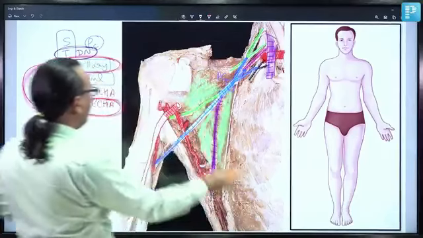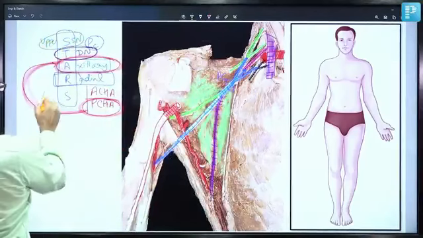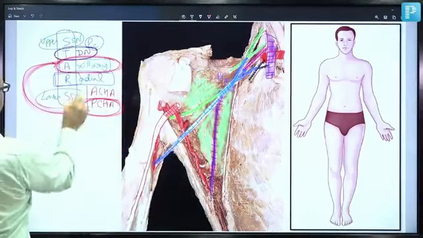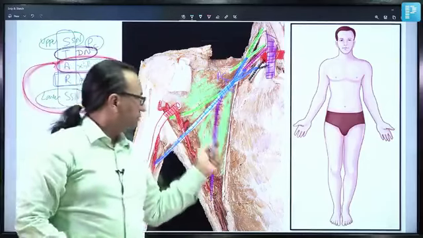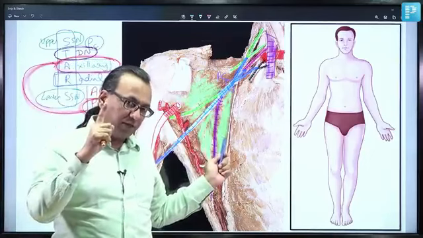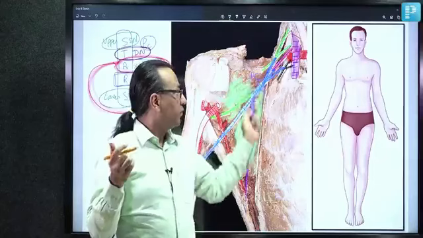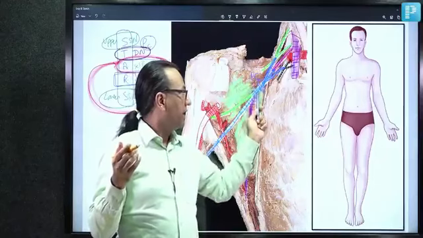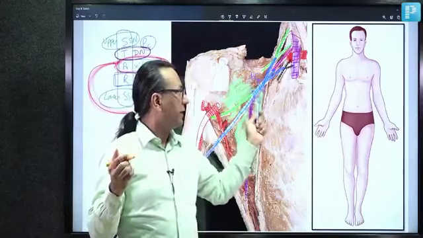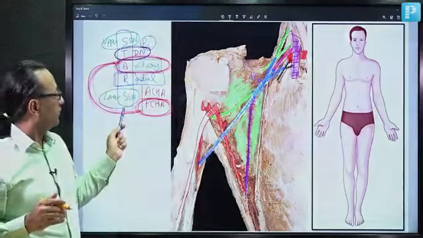So the names of the nerves are upper subscapular nerve and lower subscapular nerve, supplying the subscapularis muscle, making it hybrid. A hybrid muscle will have more than one nerve supply. Here it is having two, both of them coming from the posterior cord of brachial plexus. So posterior cord of brachial plexus gave you 5 branches, remembered by the mnemonic STARS.